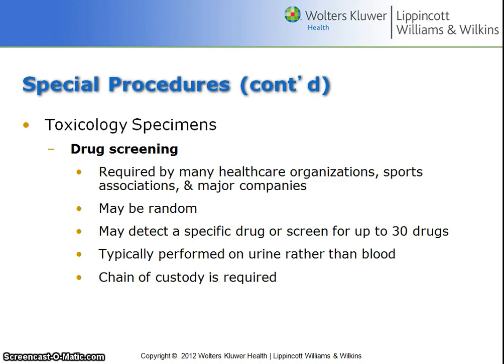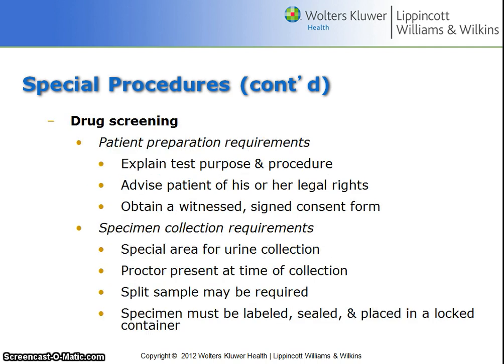Alright, drug screening, required by many healthcare organizations, sports associations, and major companies. It can be random, and it may detect a specific drug or screen for up to 30 drugs. Typically performed on urine rather than blood, and again, a chain of custody is required. When doing drug screening, you must advise the patient of his or her legal rights, explain the test procedure and purpose, and obtain a witness signed consent form.